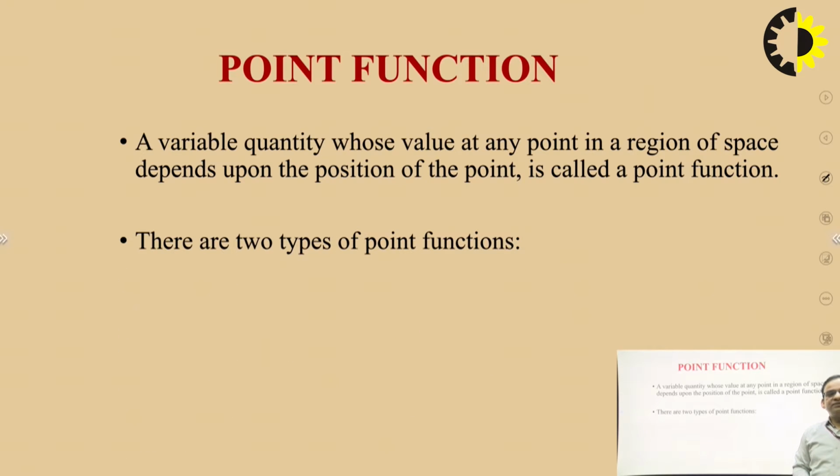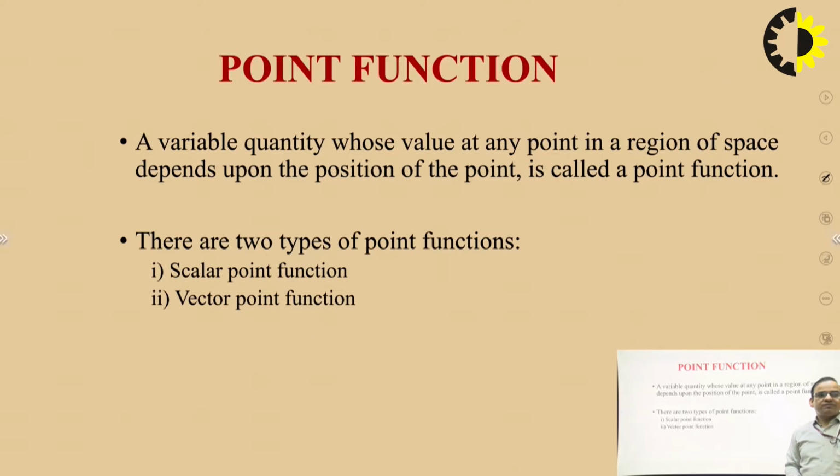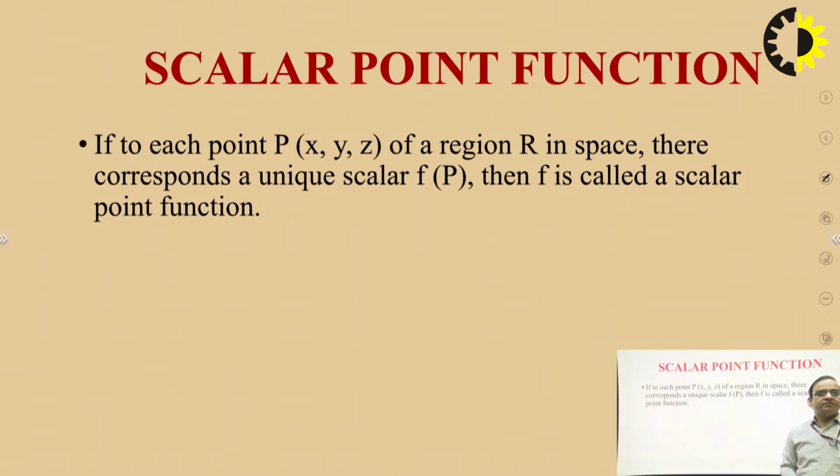Then there are two types of point functions. The first is scalar point function, second is vector point function. So the very first discussion is over the scalar point function. The scalar point function can be defined as: if to each point P(x, y, z) of a region R in space there corresponds a unique scalar f(P), then this f(P) is said to be a scalar point function.